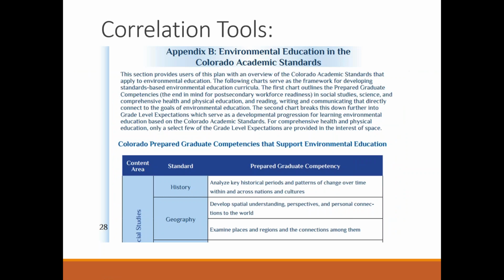The last tool that I want to talk about is not finished yet, but it is coming soon, I would say. We'll be working on it in 2019. As part of the Colorado Environmental Education Plan, there is an appendix in there that takes a subset and pulls out all of the standards that are related to environmental education and puts them in one place. So you don't have to look through science and social studies and reading, writing, and communicating to find it. It makes it a smaller subset of a list.